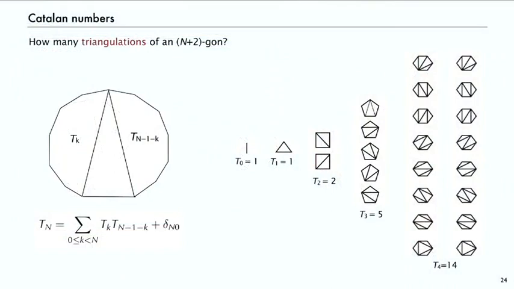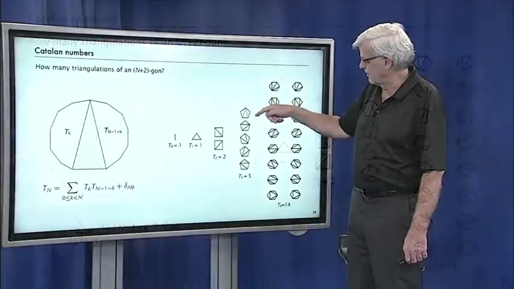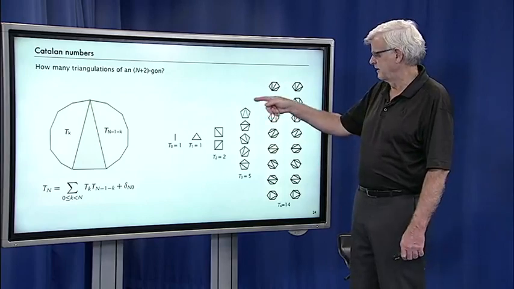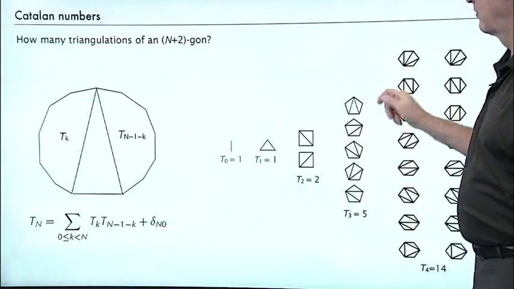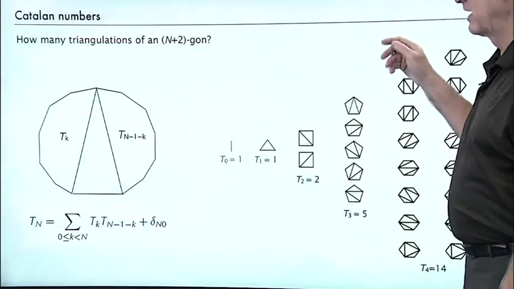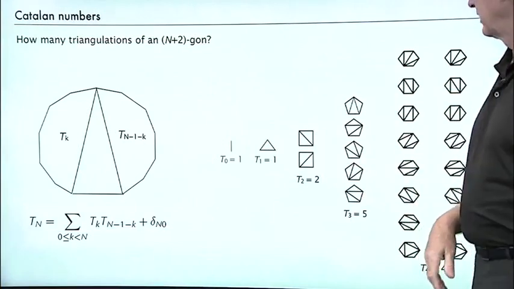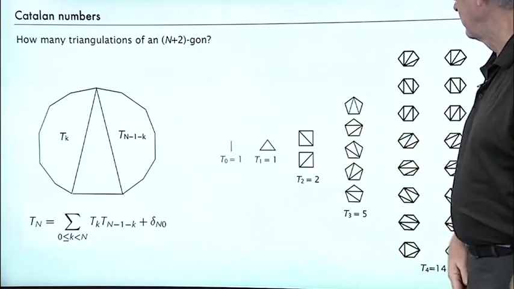One of the earliest that people thought about was: how many different ways are there to take a polygon with n plus 2 sides and draw lines from one vertex to another and make it all triangles? For example, if you have a pentagon, you have all these different ways to triangulate it. Actually, it's easy. You just draw from any vertex to the two opposite vertices, and you get 5 triangulations. Or if it's a square, you just get 2.